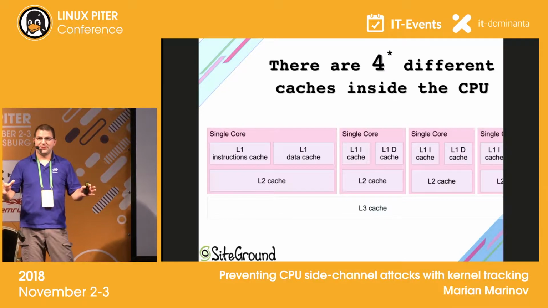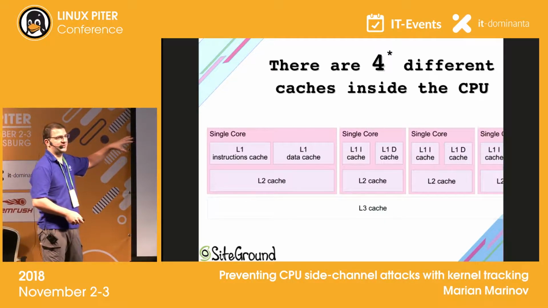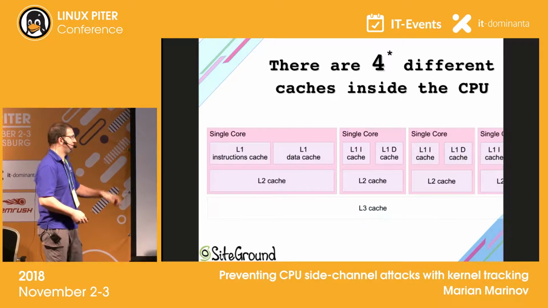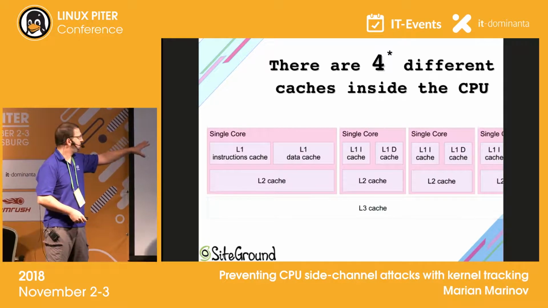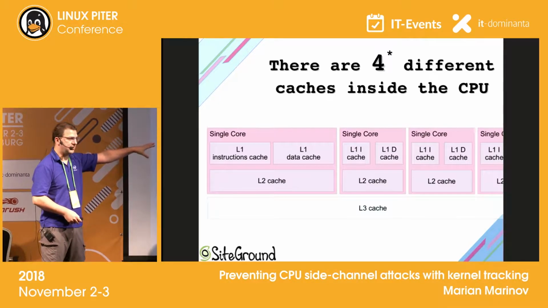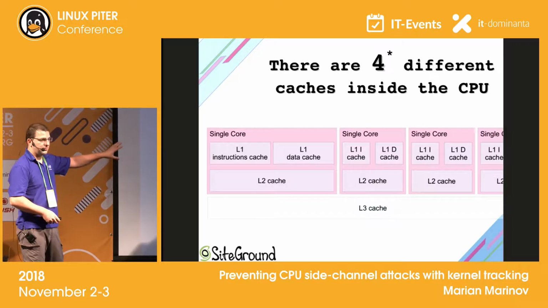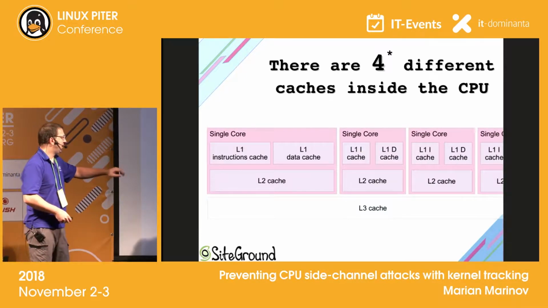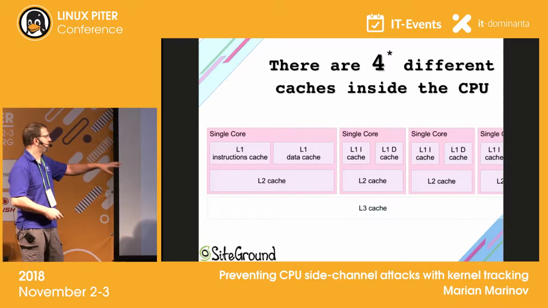So first you have to understand how CPUs work, and here you have a simplified diagram of a CPU. You have 4 different caches, actually. The fourth is not shown here on this diagram. On a single core, you have the layer 1 instruction cache and layer 1 data cache. And then you have the layer 2 cache, which is also instructions and data. And then you have layer 3 cache. And these are shared.